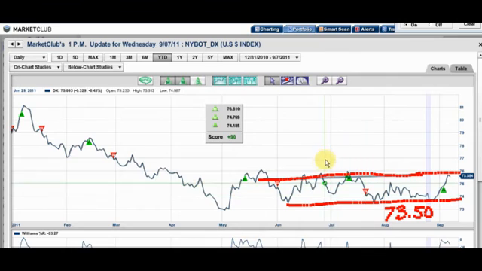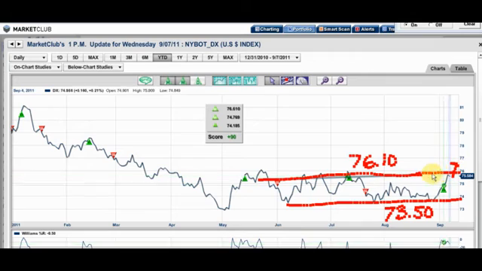I think the resistance, which is right here, comes in at 76.10. If we see the dollar close over this level, I would say there's a very good chance we're going to see this market go much higher, even though it's hard to believe with what's going on. But it would certainly technically be feasible for this market to go back up to the 80 level, which takes us back to the beginning of 2011. So I wouldn't be surprised to see that, but we've got to clear this and have a couple of closes over 76.10 to get this market's momentum swinging to the upside.